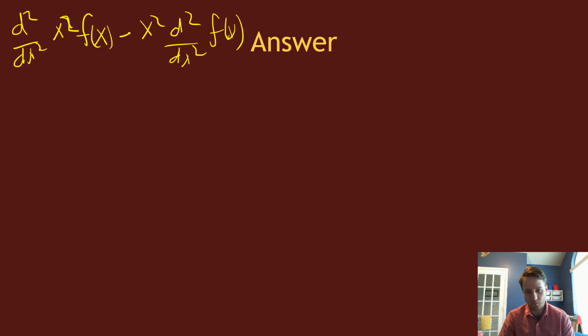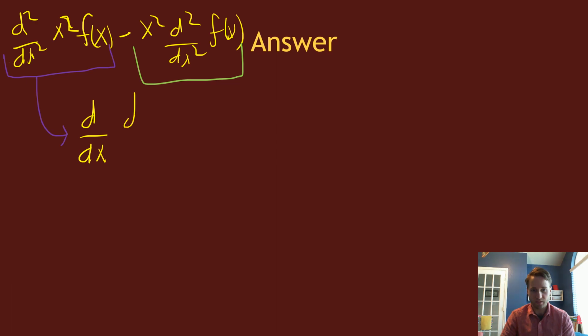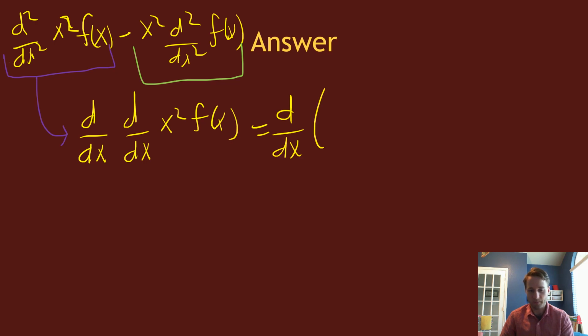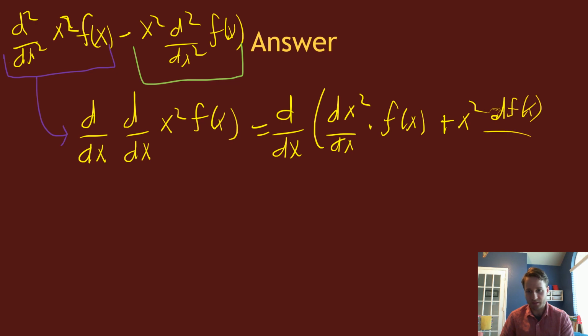Now, for the second term, there's nothing I really can do to simplify this because I just have the derivative acting on some function of x, which is an arbitrary function that could be anything. So there's nothing I need to do to simplify it. What we need to try to simplify is the first term. What I need to do is use the product rule and chain rule. I'm going to do d dx and then d dx. So d squared dx squared is just taking d dx twice of x squared f of x, which is going to equal d dx of d x squared dx times f of x plus x squared times d f of x dx.